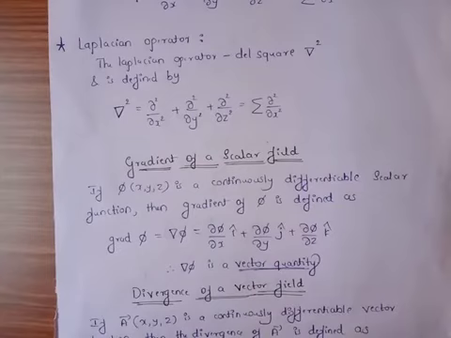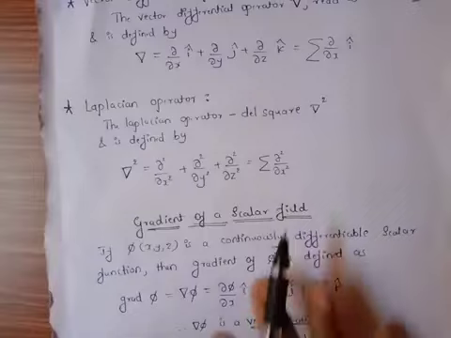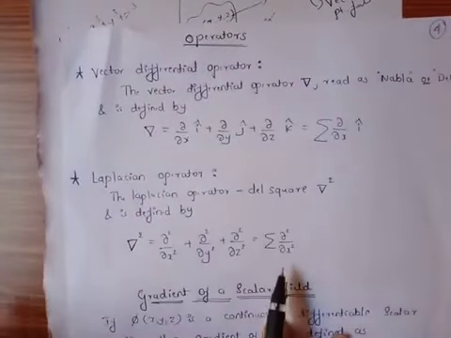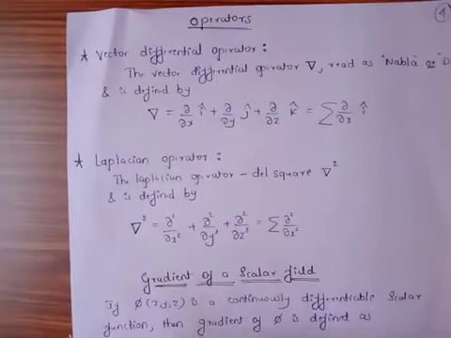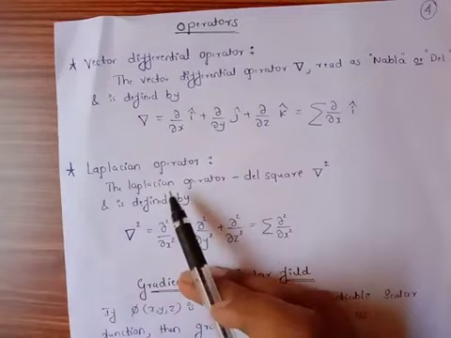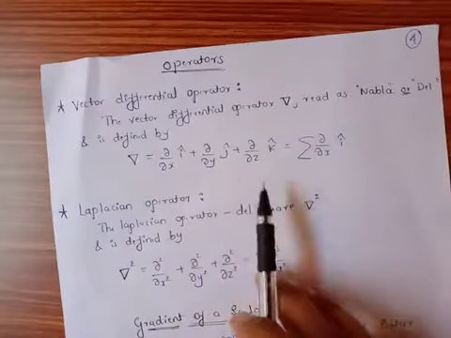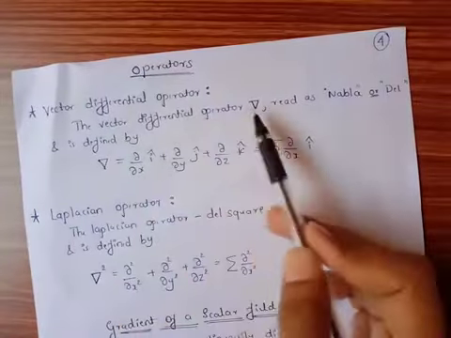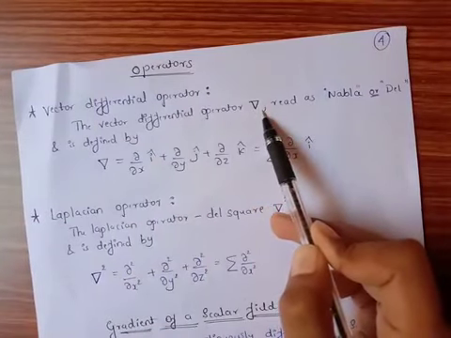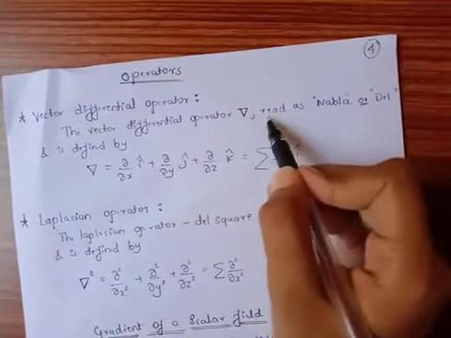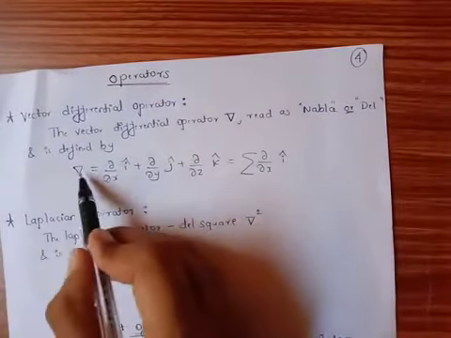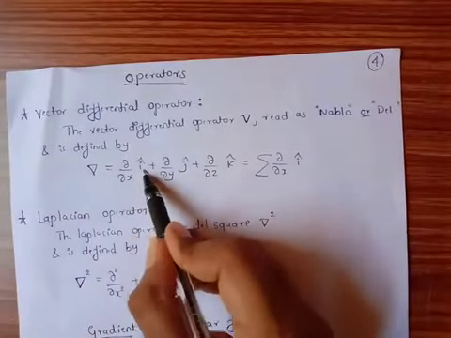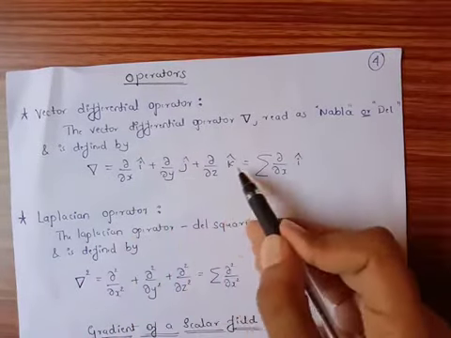Before studying the definitions of gradient, divergence, curl and directional derivatives, let us see the meaning of an operator. There are two types of operators in your syllabus. The first is the vector differential operator, and the next is the Laplacian operator. The vector differential operator is denoted as del, read as nabla or del, and is defined as del equals dou by dou x into i plus dou by dou y into j plus dou by dou z into k.